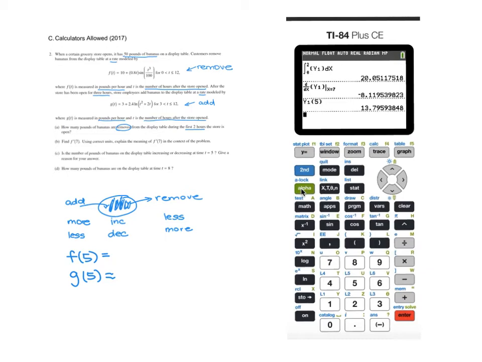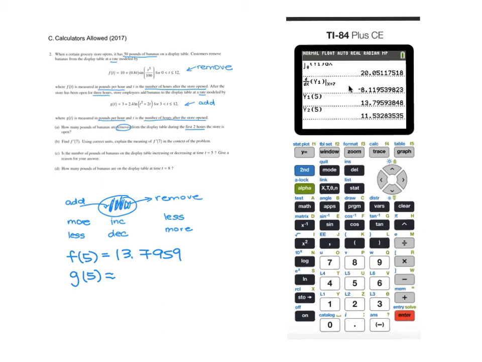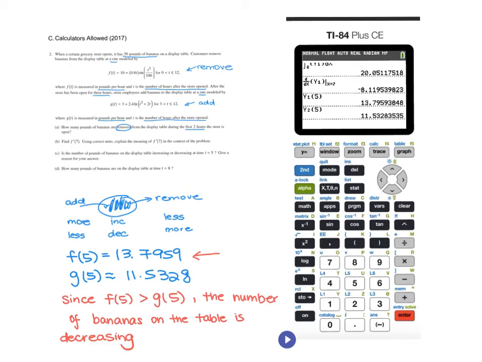So f of 5 is equal to 13.7959, and g is in y sub 2, so y sub 2 of 5 is equal to 11.5328. So if we compare these two numbers right here, this one is bigger. So since f of 5 is bigger than g of 5, then the number of bananas on the table is actually decreasing.